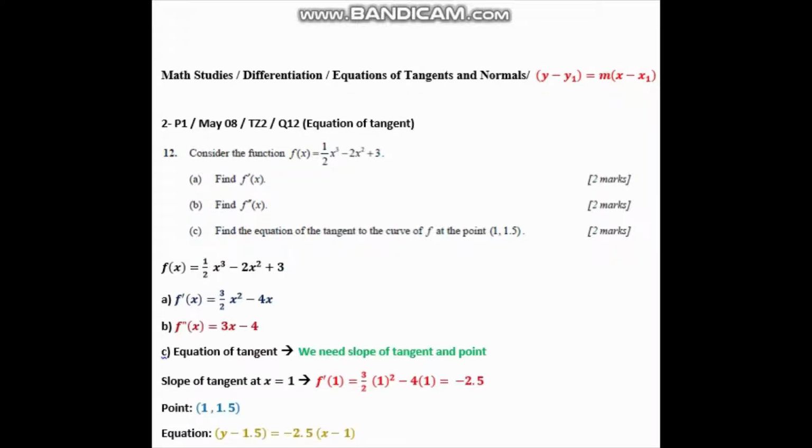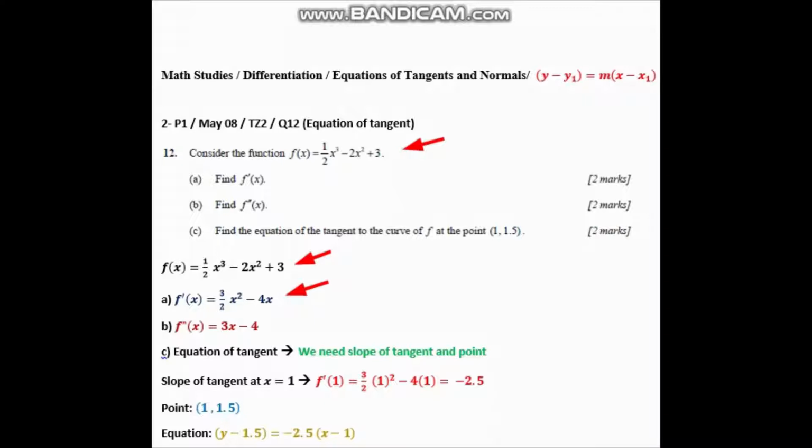So in question A, we are given f of x equals half x cubed minus 2x squared plus 3, and we are required to find f dash of x. This is simple differentiation, and the answer is f dash of x equals 3 over 2 x squared minus 4x.